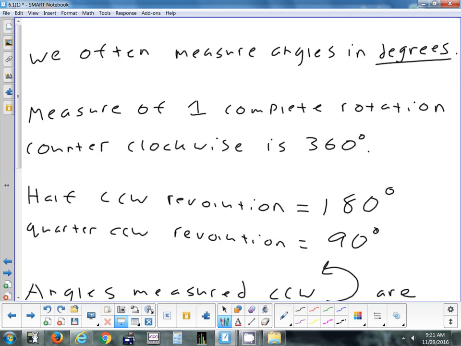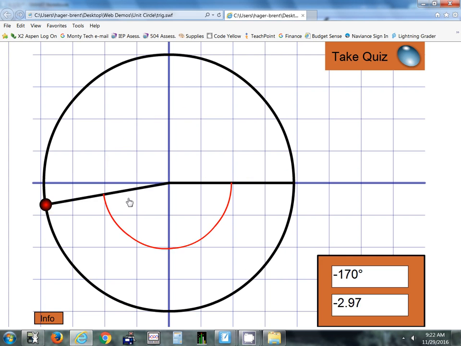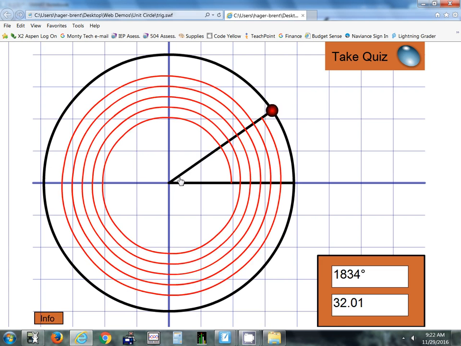Angles can be larger than 360 degrees, or smaller than 0, or smaller than -360 if you make more than one revolution. A lot of times we don't like to work with angles that are too big. If you said to me, draw an angle that's 1800 degrees, off the top of my head I'm not exactly sure where the initial and terminal side would be. So I would like to make it smaller and easier to work with. So 1800 degrees, it's right there.